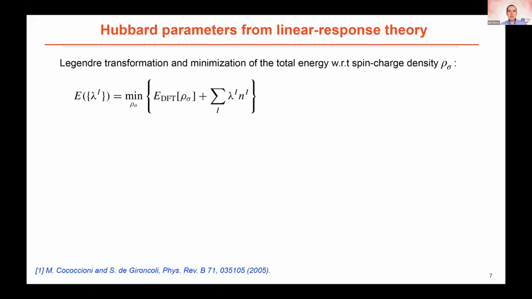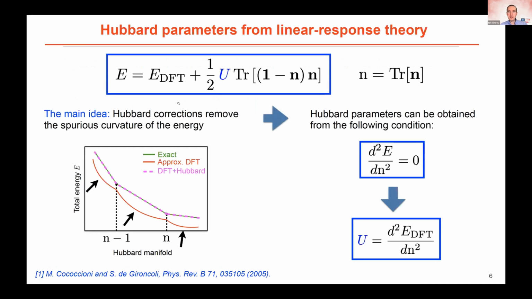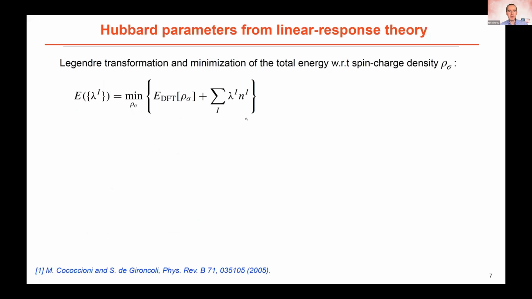The DFT energy functional is a functional of the spin charge density. So E_DFT depends on the spin charge density rho sigma. But what we want to compute is the derivative of this object with respect to the occupations. The DFT total energy is not a function of occupation, so we cannot straightforwardly compute this derivative. That's why we need to do some math, and this is explained in this paper at the bottom.